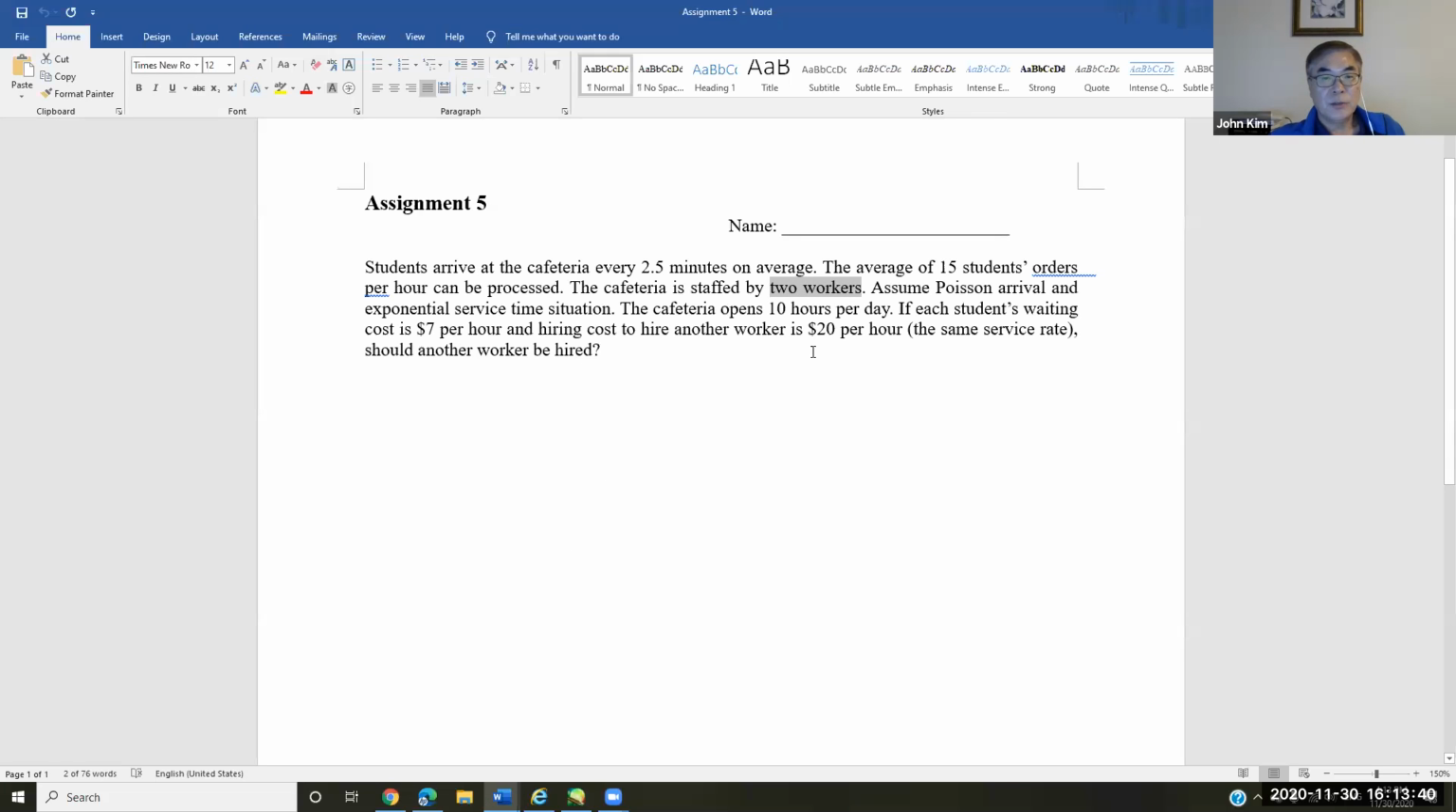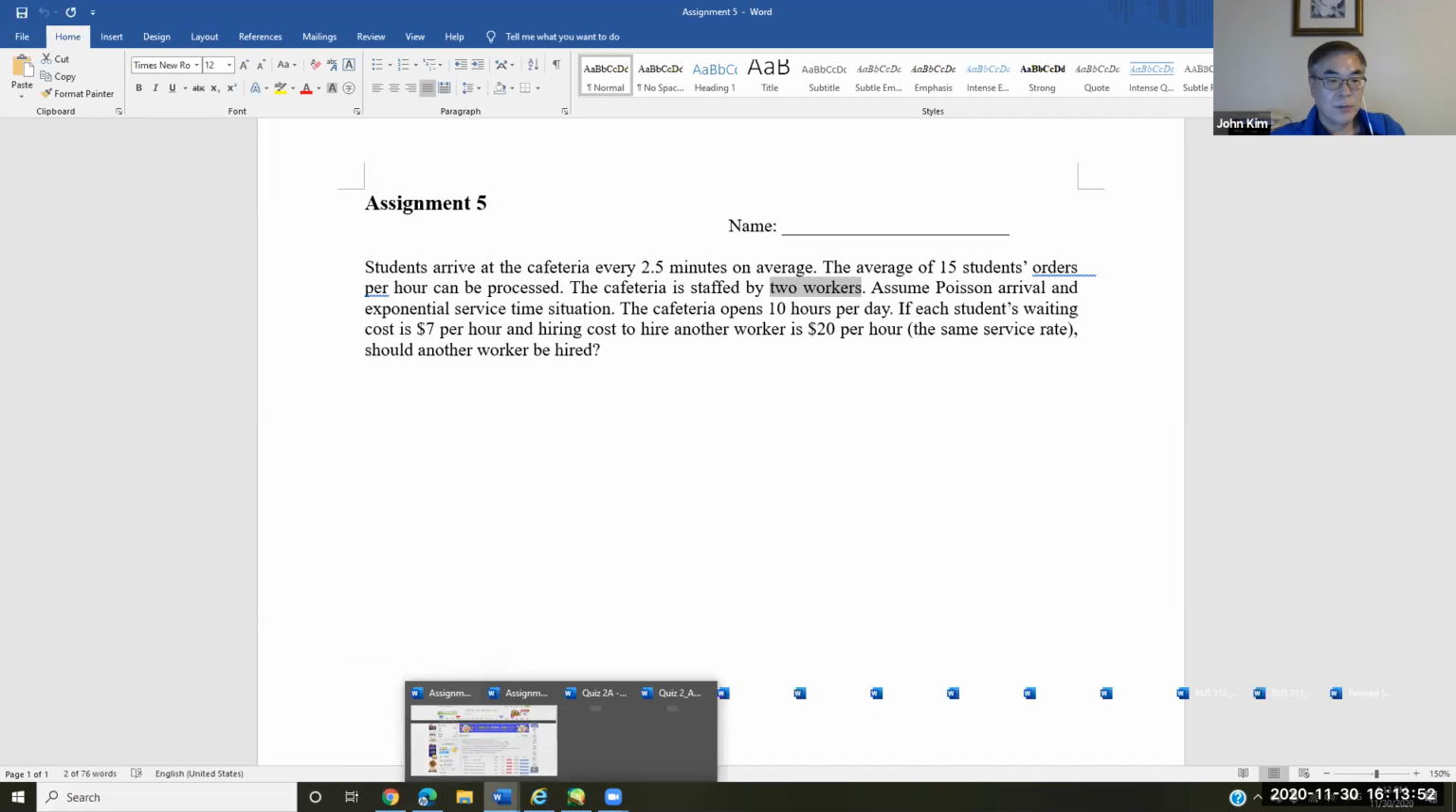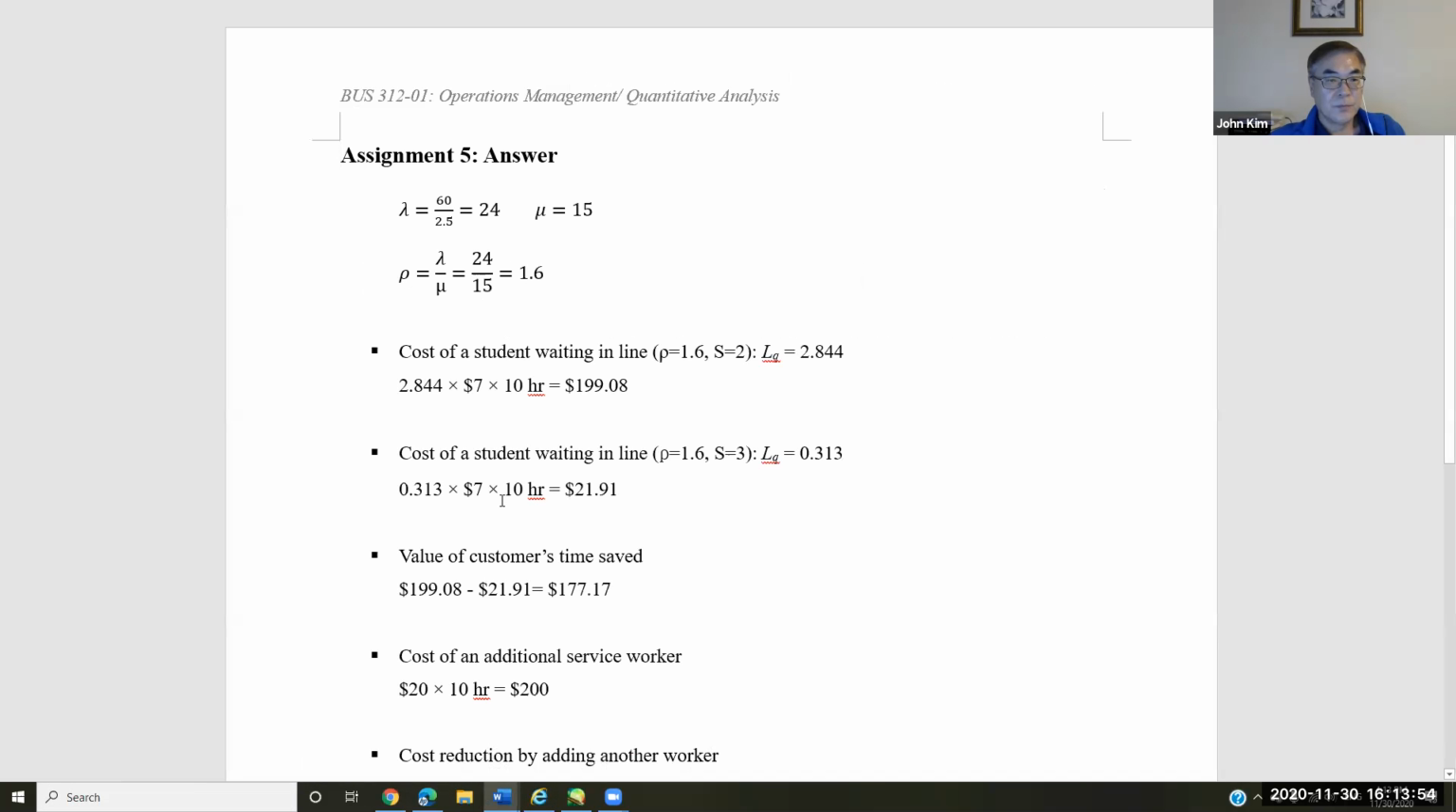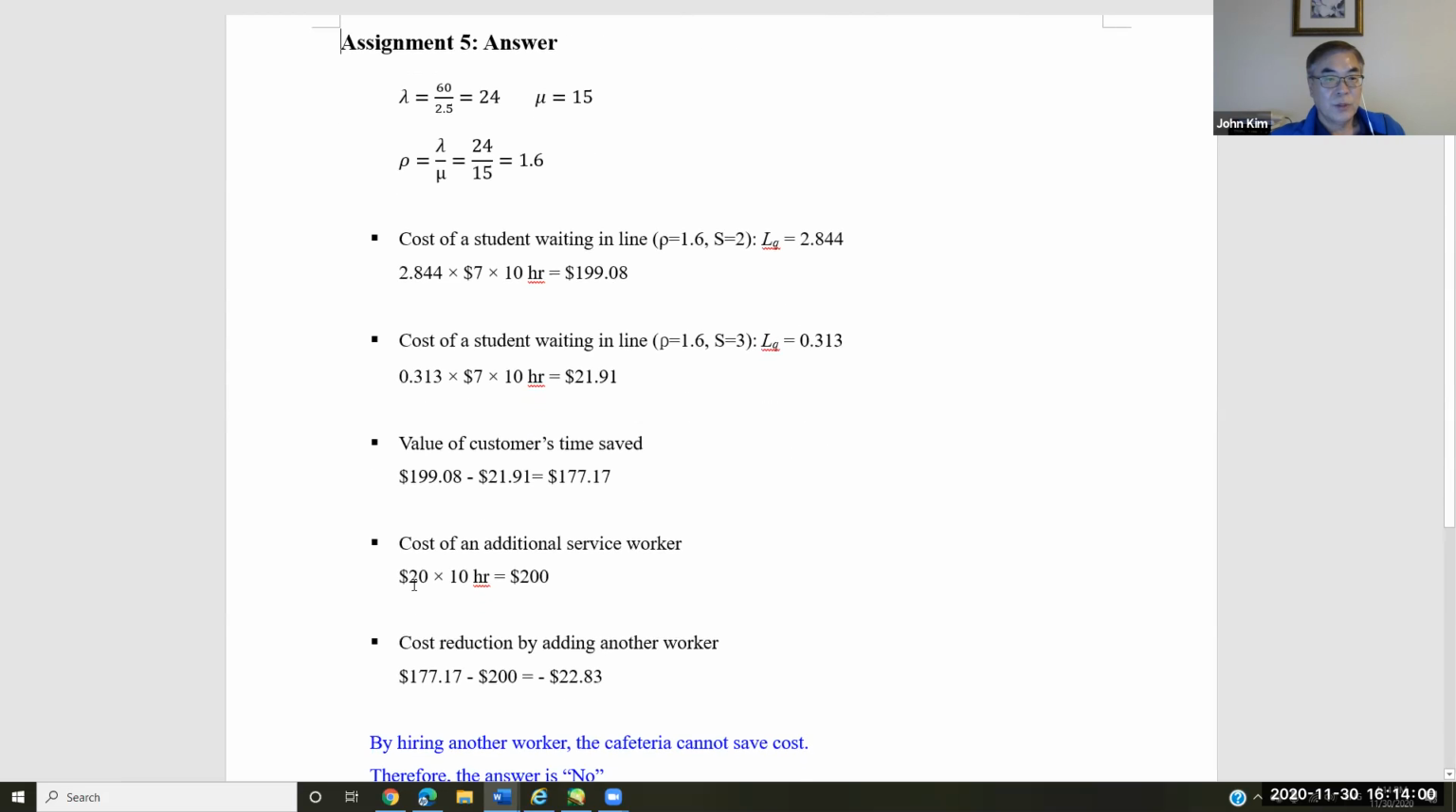And then the additional cost, go back to the question. To hire one more clerk worker, $20 per hour, and this one is open 10 hours. So the additional cost to hire one more clerk here is $20 and 10 hours, $200. So save this much, but pay this much.